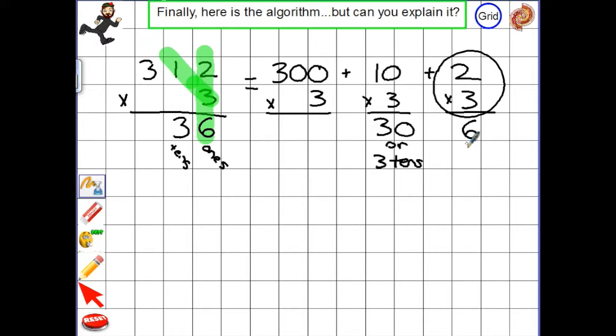And I made a mistake. I definitely should have labeled my 6 as 6 ones. Or some teachers like to teach it as units, so you can label it as 6 units. Ones gets kind of confusing.